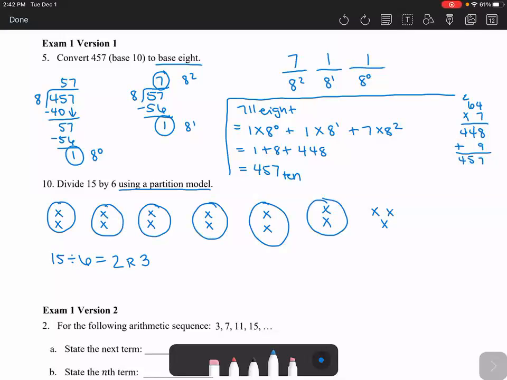Yeah, so I think the reason this was commonly missed on the first exam is a lot of people didn't know what to do with the remainder, but just tell me that there's a remainder. Okay, are there any questions about using this model or this question?